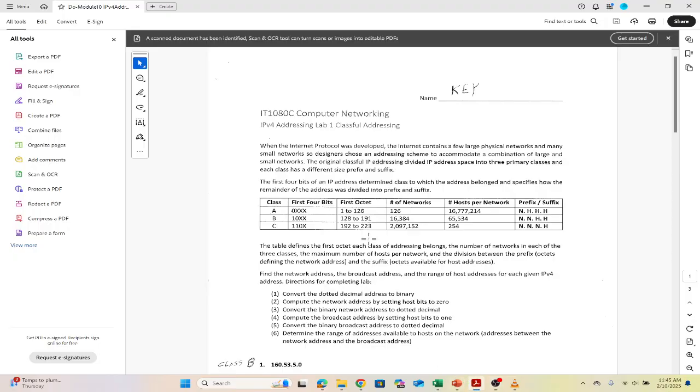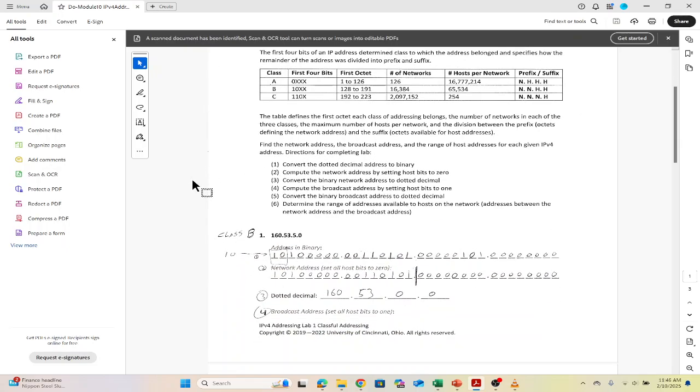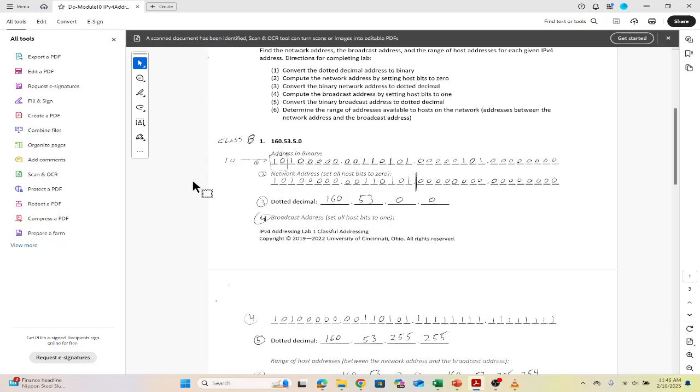Okay, we're going to review your first lab. This is LAB1, ClassFUL IP addressing, where we're asked to find several different IP addresses. So this first IP address here, we know, first of all, it's a Class B.